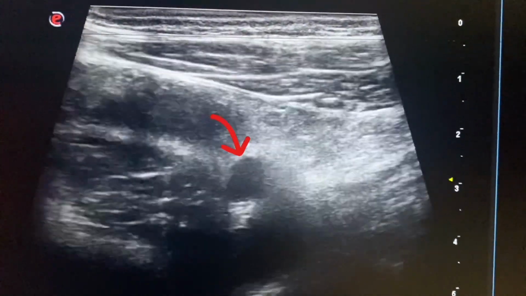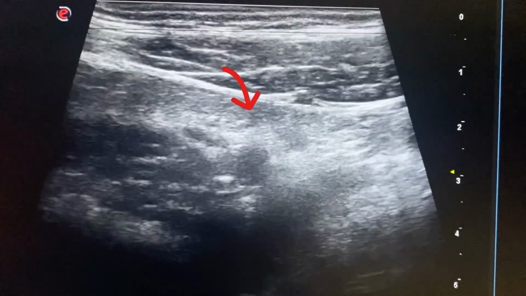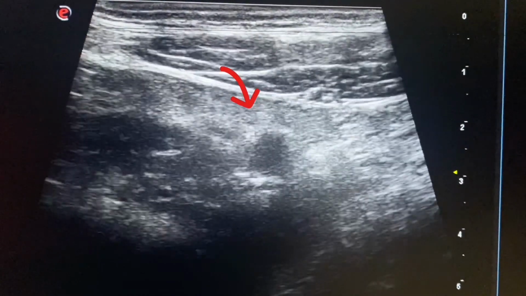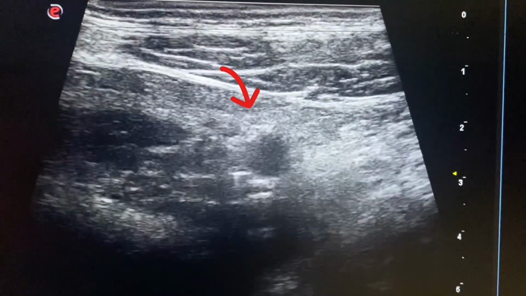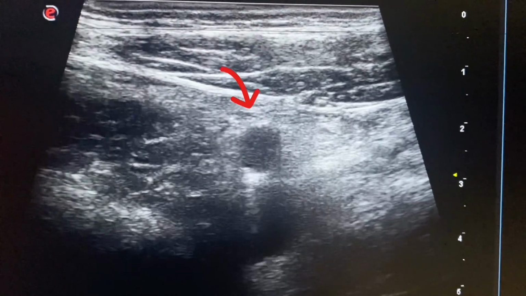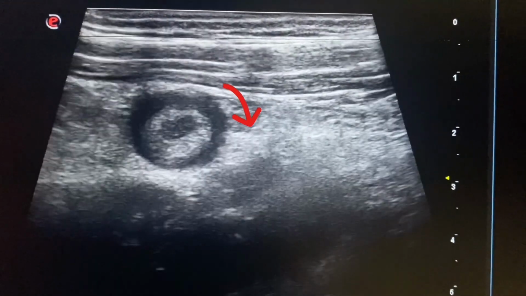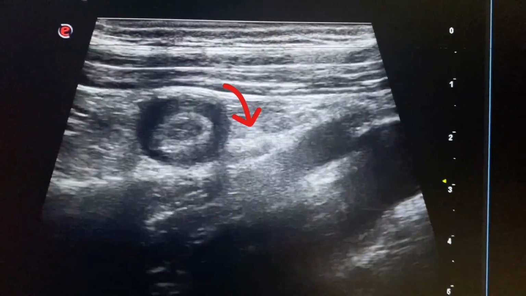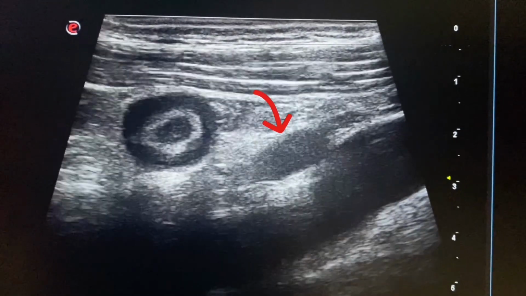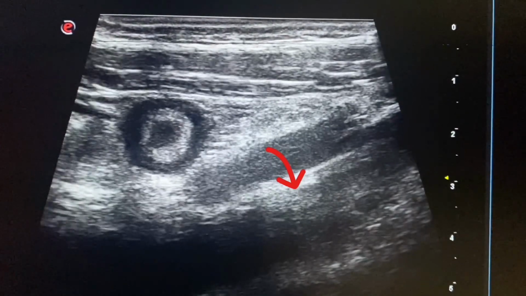This is the femoral artery. Mostly the appendix lies anterior to the femoral artery. This is the common femoral artery, and this is the common femoral vein.